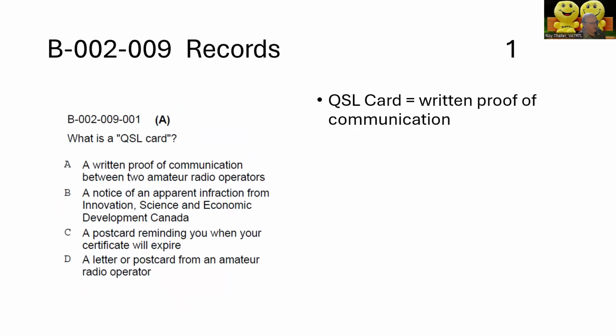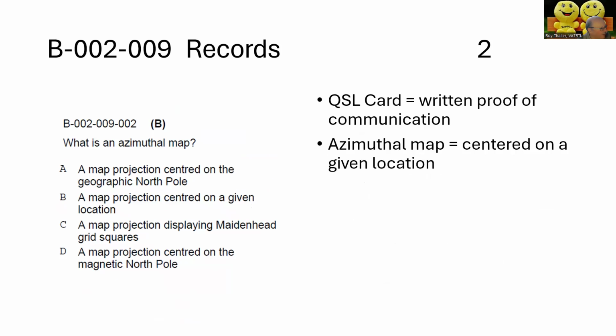Now we get into records. So what is a QSL card? It's a written proof of communication between two amateur radio operators. What is an azimuth map? A map projection centered on a given location.